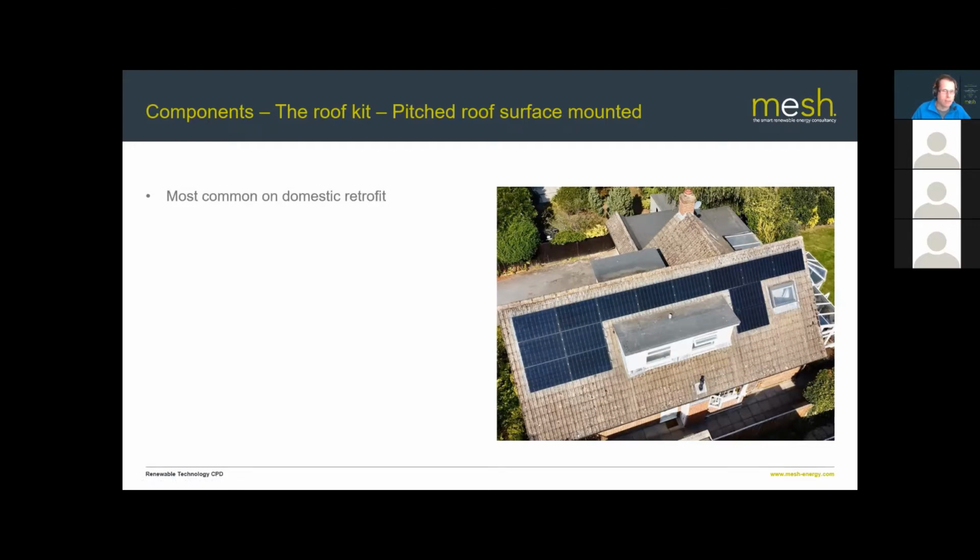And if you drive around, you'll see lots of houses with this type of system on. It's relatively simple to install, obviously not quite as aesthetically pleasing as an integrated kit, but you do get a small efficiency gain over the integrated kits.